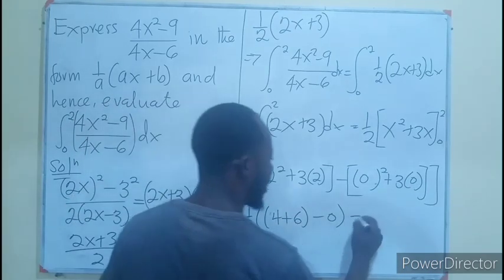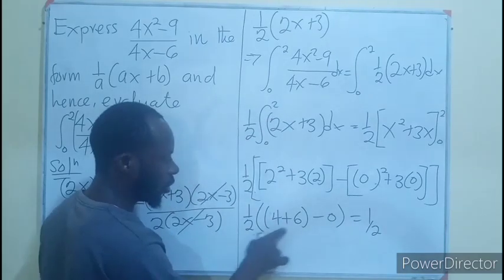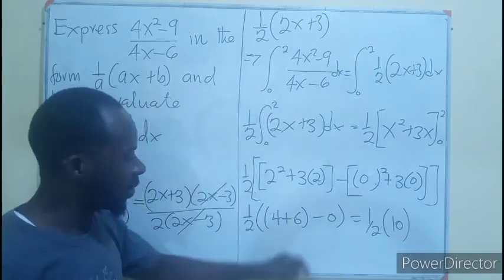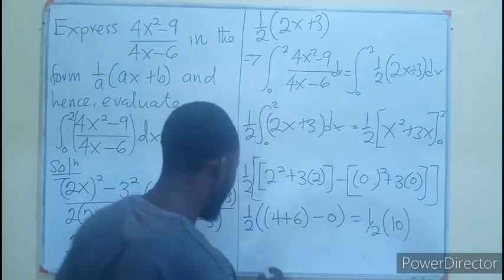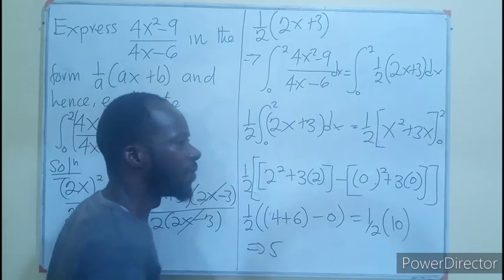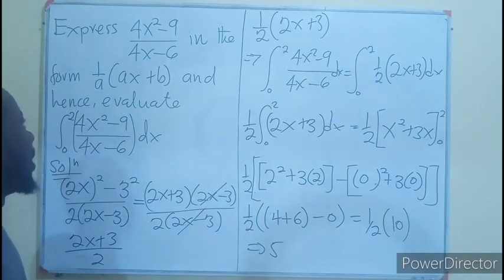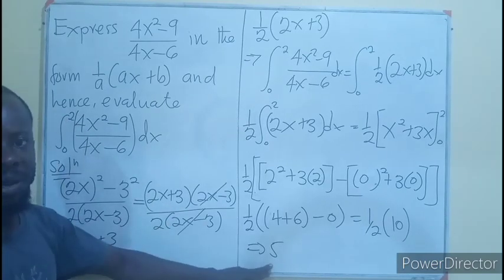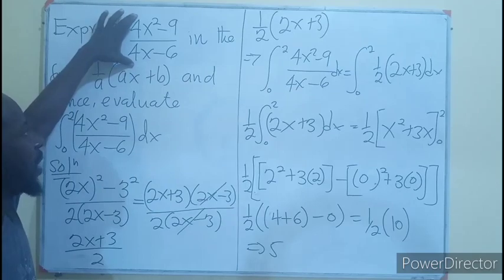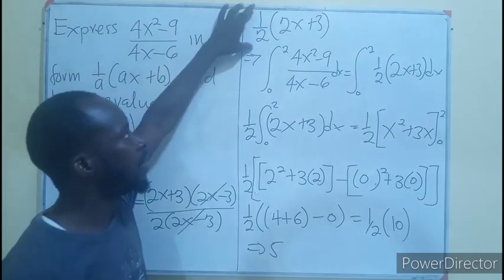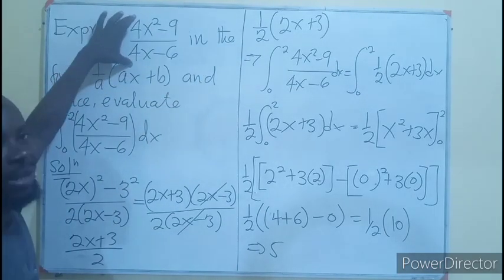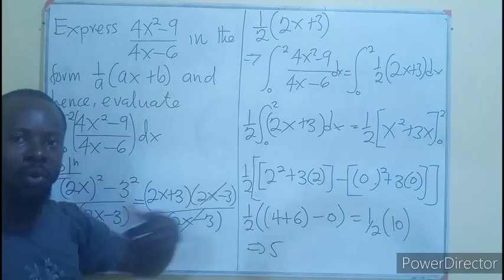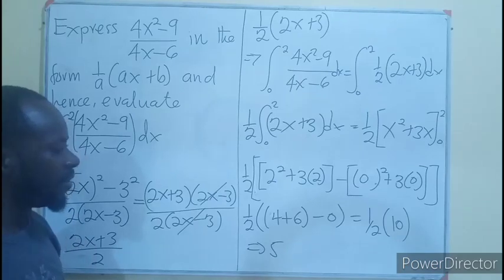We can expand this to become 1/2 multiplying 10, since 4 plus 6 is 10. And half of 10 is just 5. So the evaluation of this from 0 to 2 is just 5. This is what is translated to become this. If we were given this directly, we could still have continued to simplify this to become this before we do our integration. I believe this is clear.